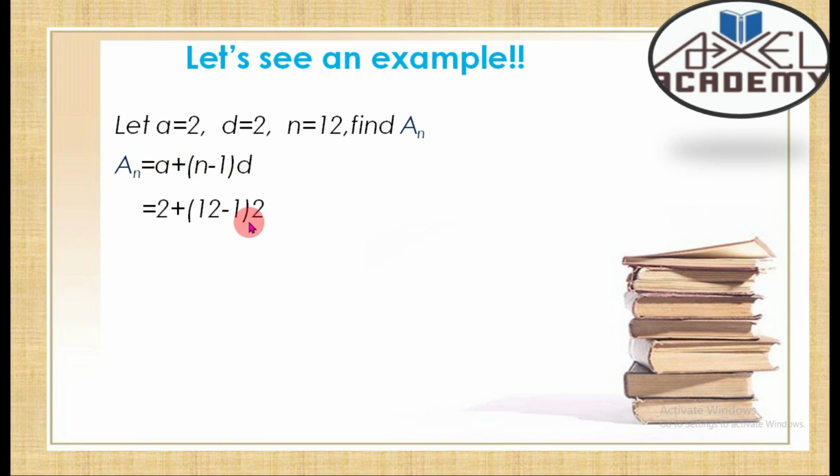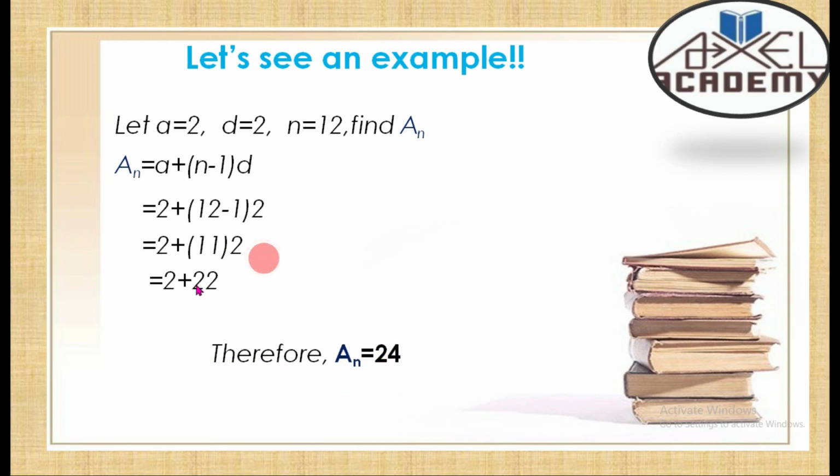Fine. So what can we write? a_n is 2 plus (12 minus 1) into d. So 2 plus 11 into 2, so 2 plus 22. 2 plus 22, it will be what? 24. So what did we get? The nth term means the 12th term is 24. I think this point is clear.